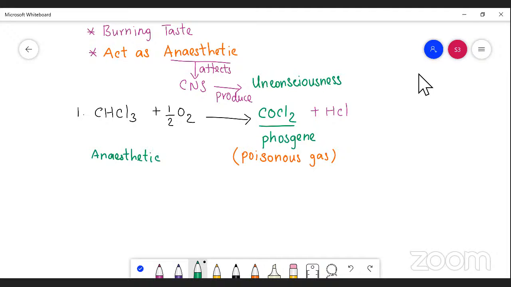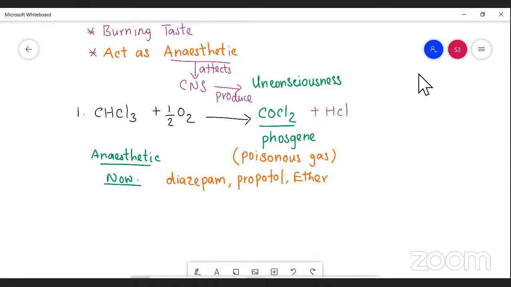Anesthetic nowadays. So now we are using anesthetics such as diazepam, and some ketamines, propofol, and ethers. So these are the anesthetics we are using now. But chloroform is not used as an anesthetic.